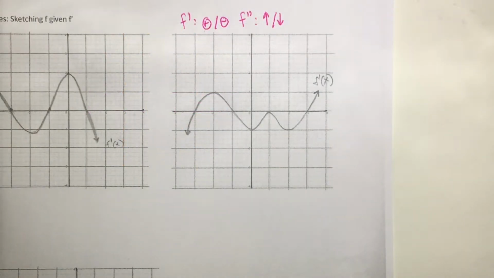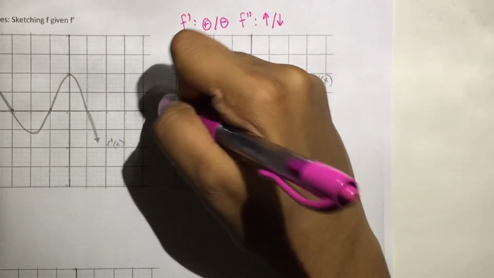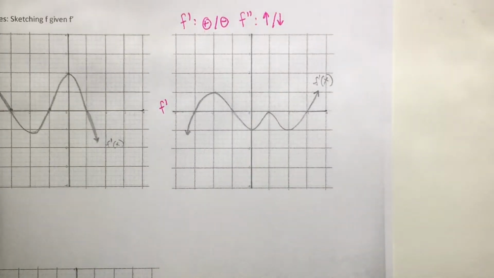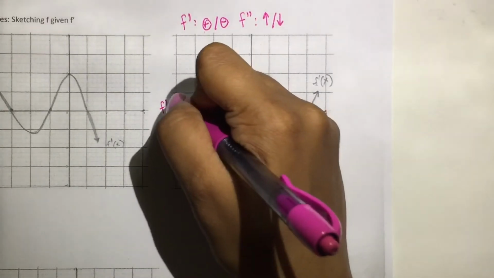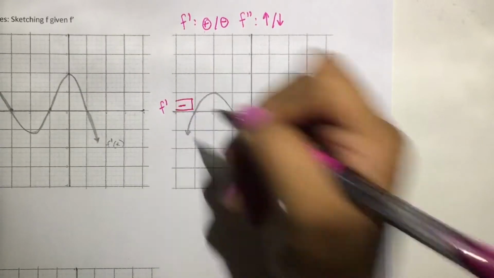So that's our graph. For the second example, we must also draw an f prime sign chart. So we can see that the graph is first negative up until x equals negative 3.